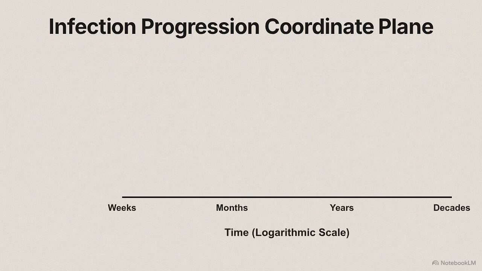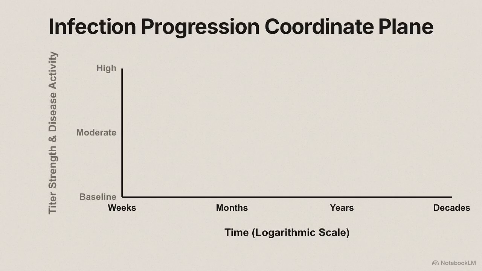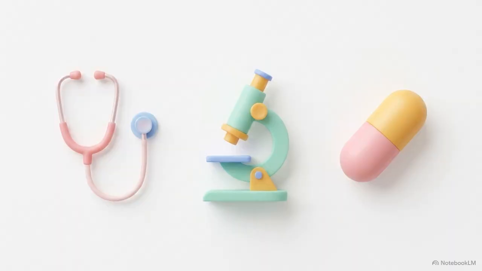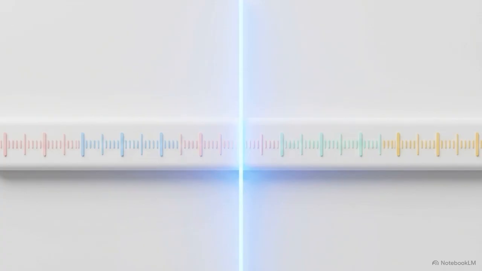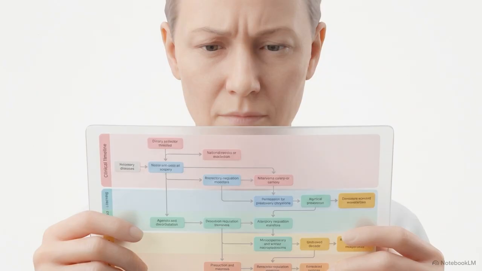On the x-axis, we have time, scaling logarithmically from weeks up to decades. On the y-axis, we plot diagnostic titer strength and disease activity. Clinical presentation, laboratory validity, and pharmacological efficacy are strictly indexed to the age of the infection on this timeline. Misjudging a patient's position on this graph guarantees diagnostic failure and leads to potentially fatal treatment errors.